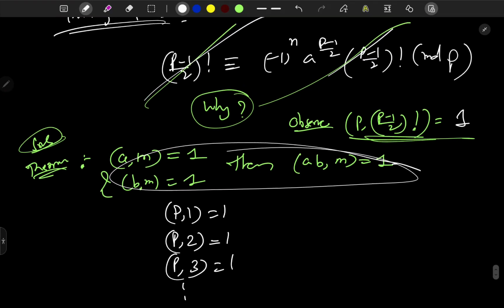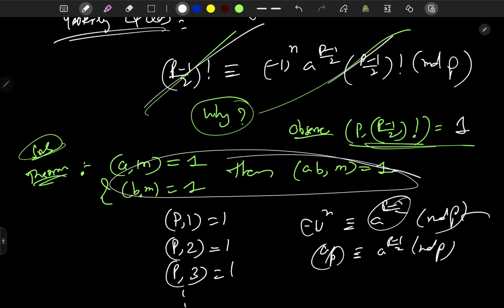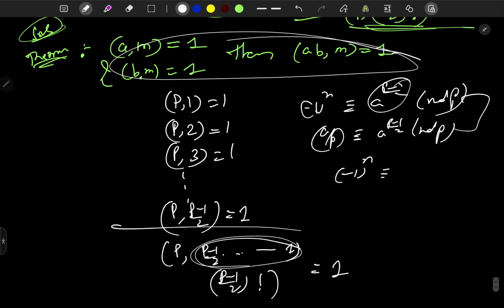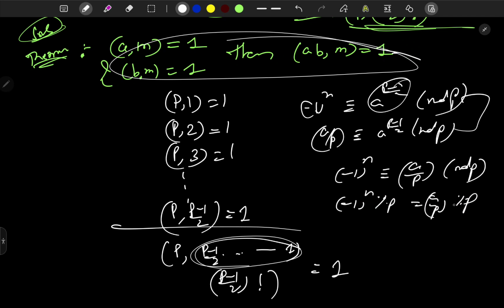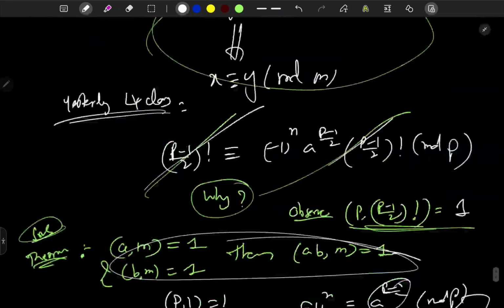Now after I cancel it, I have minus 1 whole power is congruent to a power p minus 1 by 2 mod p, and previously we know a by p is congruent to a power p minus 1 by 2 mod p. So from these two equivalence relations, I can write minus 1 equals a by p mod p. Since this value will always be just 3 values, minus 1, 1, 0, I can write directly a by p equals minus 1, similarly. So like this how it works. Happy? You understand my point?